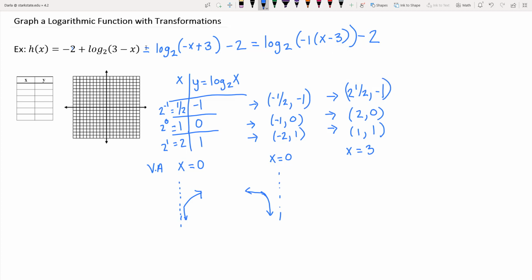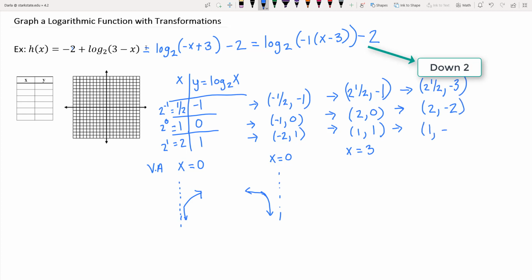And then last, you need to move down 2 units, but when you move down 2 units, that's just subtracting 2 from your y values, whatever they were. So -1 will become -3, 0 will become -2 when you subtract 2, and then 1 will become -1 when you subtract 2. Again, moving down 2 units doesn't really change the vertical asymptote because that's not moving it left or right. So in that case, your vertical asymptote will still remain x equals 3.